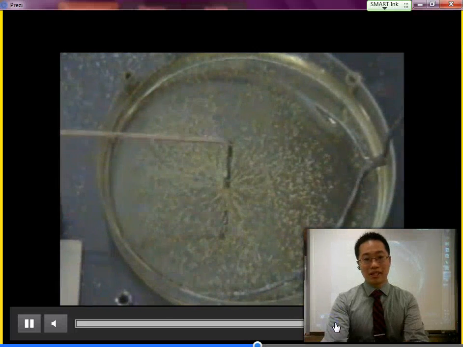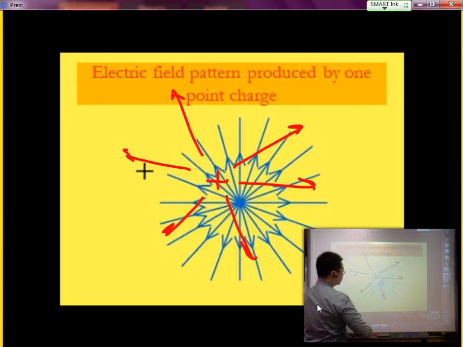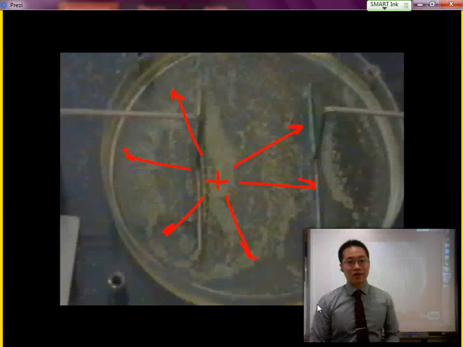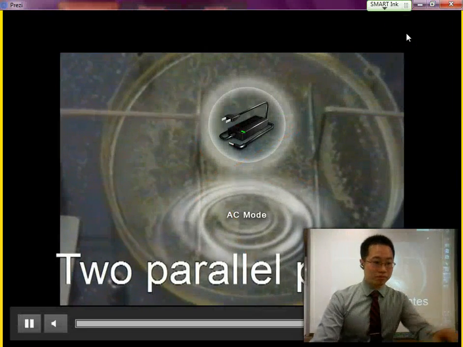When they use an isolated point charge here, in this case, we have just a positive charge. Now, normally the semolina seeds can't really show direction. The direction is just what we make up ourselves. But we can see the pattern, with the seeds being repelled away from each other.